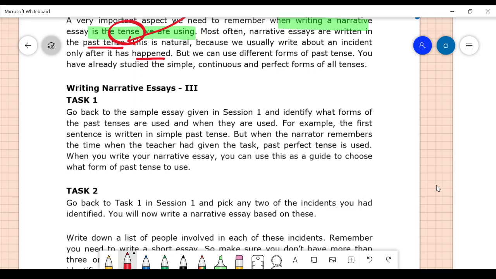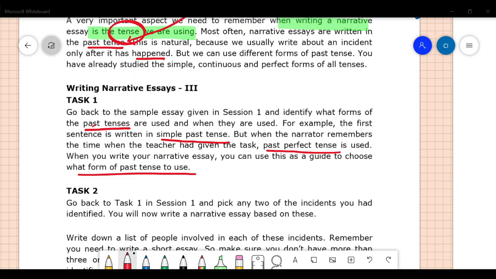Okay, let's come to the last part of the narrative essays. Task 1, go back to the sample essay given in the session and identify what forms of the past tenses are used, and their use. For example, the first sentence is written in simple past tense. But when the narrator remembers the time when the teacher had given the task, past perfect tense is used. When you write narrative essays, you can use this as a guide to choose which form to use.